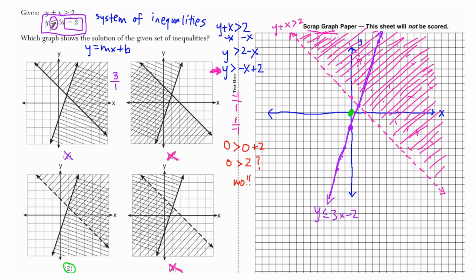So we're going to plug 0 in for y, 0 in for x, and we get 0 is less than or equal to 3 times 0, which is 0, minus 2. 0 minus 2 is -2, so we have this inequality, 0 is less than or equal to -2. And so we have to consider that. Is that true? Is 0 less than or equal to -2? It's definitely not equal to -2, but is it less than -2? Well, no. 0 is not less than -2. -2 is less than 0.